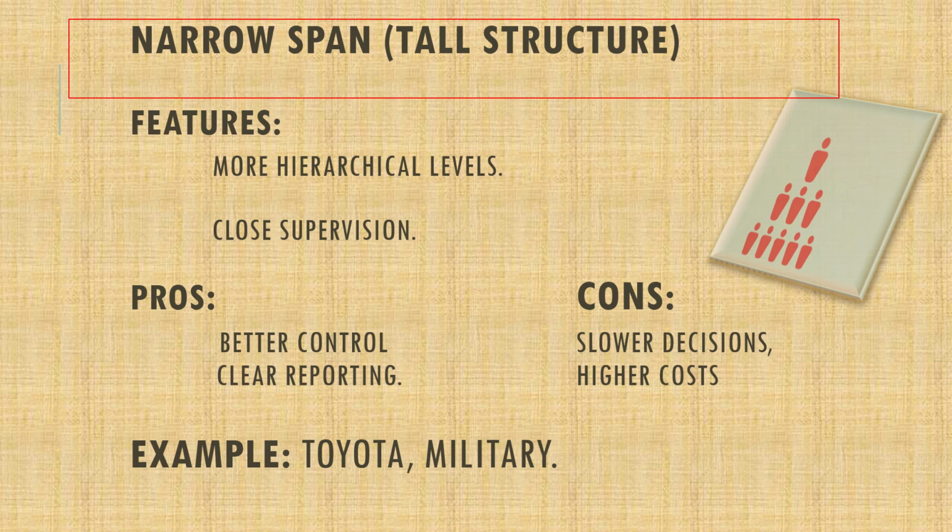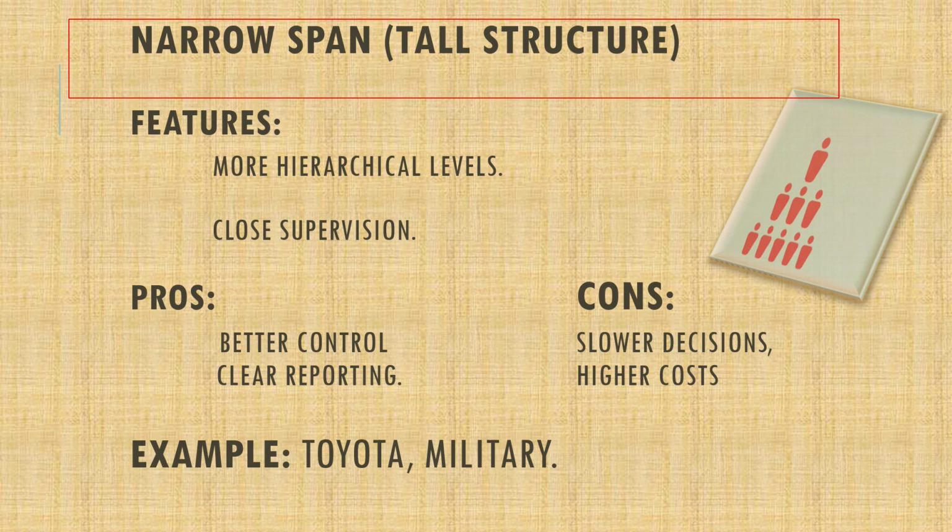It also leads to higher cost, because many managers are to be appointed, and levels of management are there. That's a higher cost of delayed decision. All this leads to higher cost and increased management cost, slower decision making, and potential for communication bottlenecks, because more hierarchical levels are the drawbacks of narrow span of management. If you want to see some examples, Toyota follows narrow span of management, and our military also follows this kind of span of management.